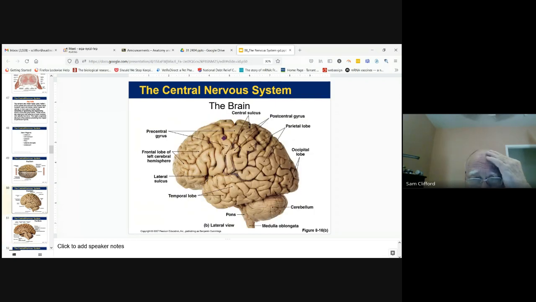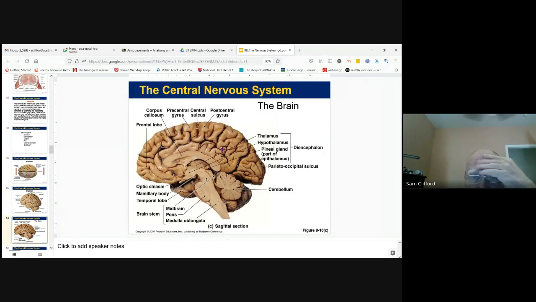We look at a cross section of the brain, and these will be very similar structures in the sheep brain. The corpus callosum is the white matter that connects the left and right cerebral hemispheres. Here's the diencephalon, the thalamus, hypothalamus, pineal gland. And you have the mammillary body, and this is the thalamus here. I'm sorry, the hypothalamus is the lower part, and the thalamus.